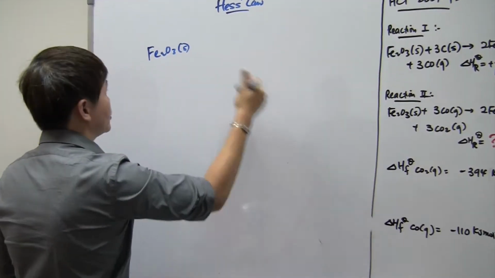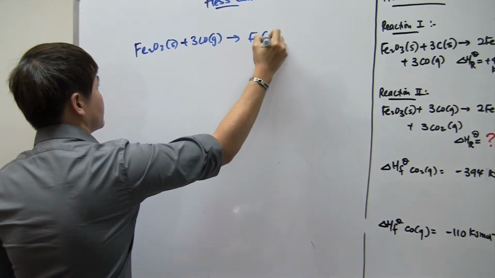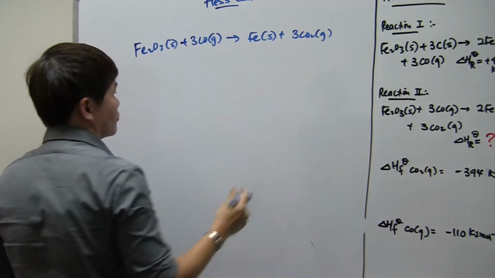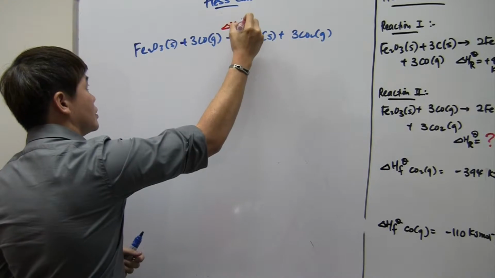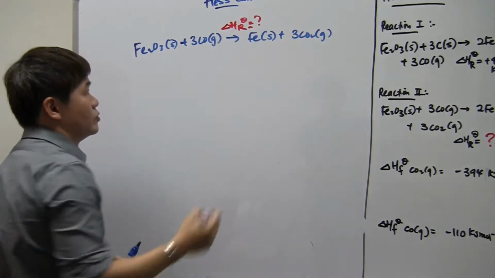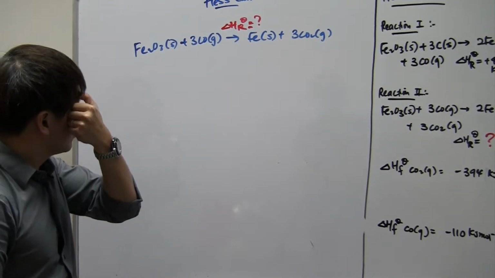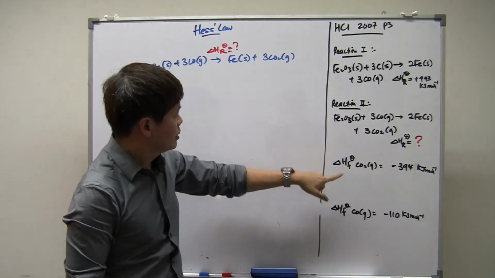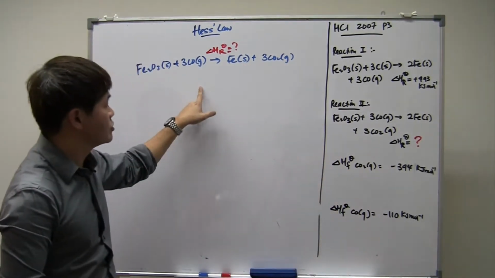I'm going to copy this reaction over here. The enthalpy change of this reaction, standard conditions, is an unknown. We're supposed to find this enthalpy change. And we're going to see how we're going to use the information given, which is the enthalpy change of reaction 1, the formation of CO2 and the formation of CO to solve this particular question.